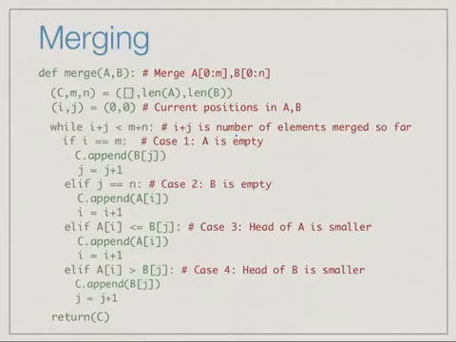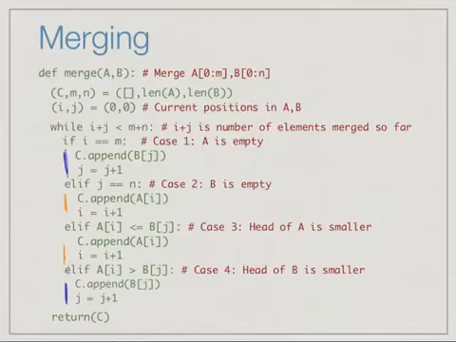So if we go back and look at this code again, it appears as though we have duplicated the code in a couple of places. We have two situations, case 1 and case 4, where we are appending the element from B into C and incrementing j. And similarly, we have two different situations, case 2 and case 3, where we are appending the element from A into C and then incrementing i.